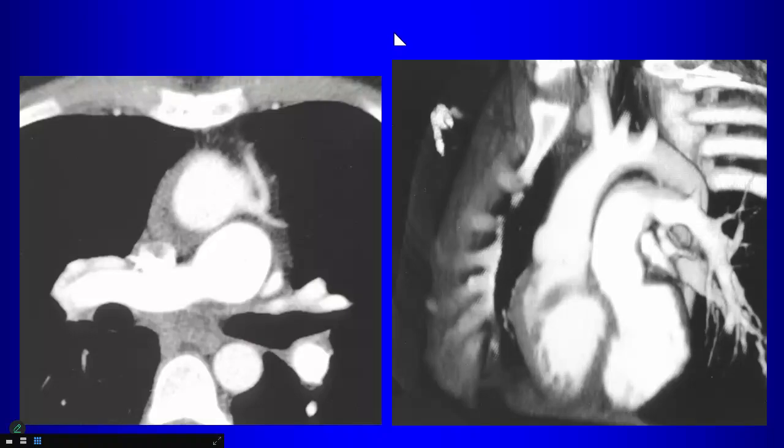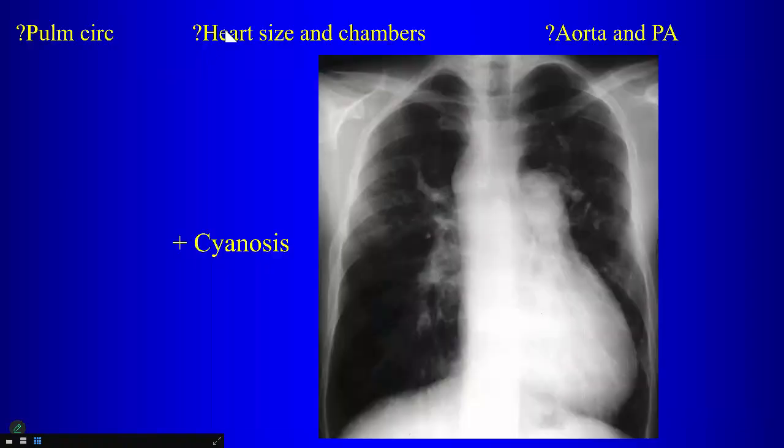How do you know? The aorta is anterior and to the right. The aorta comes off the right ventricle. Right, ventricular arterial discordance, that's transposition. D or L? D. The aorta is to the right of the pulmonary artery. This is complete transposition. This is D-transposition. All right. Cyanosis, increased blood flow. You should be able to tell me which admixture lesion just by looking at the plain film.